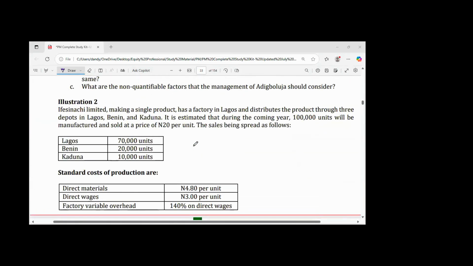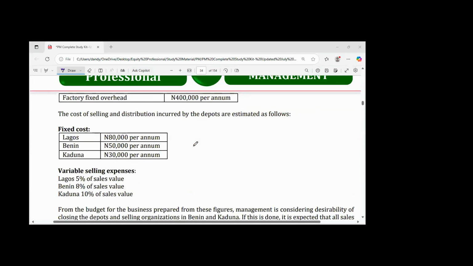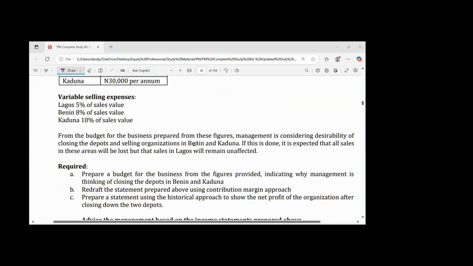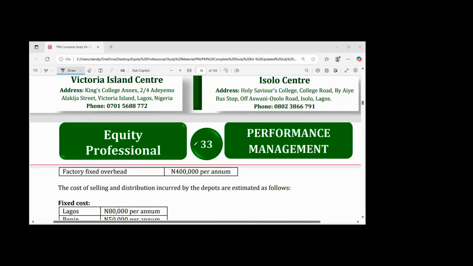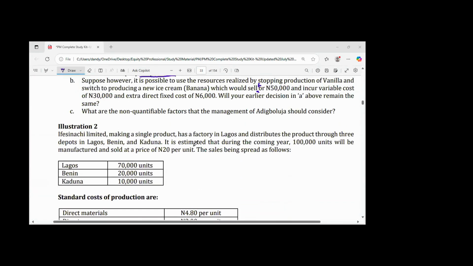In this particular illustration, the examiner did not give us the income statements that will enable you to know the reason why the company is thinking of closing it down. So let's solve it. Illustration number 2, please. I need somebody to read this. Yes, Emirad, you wanted to read the other time.